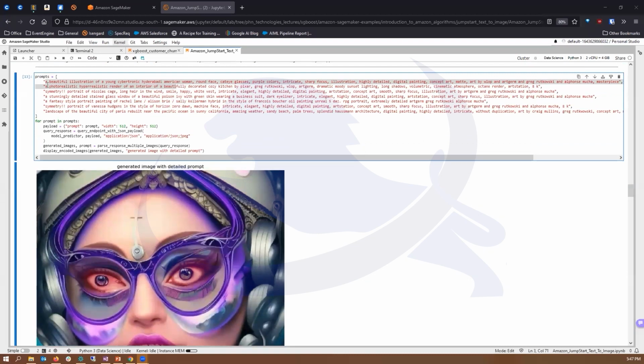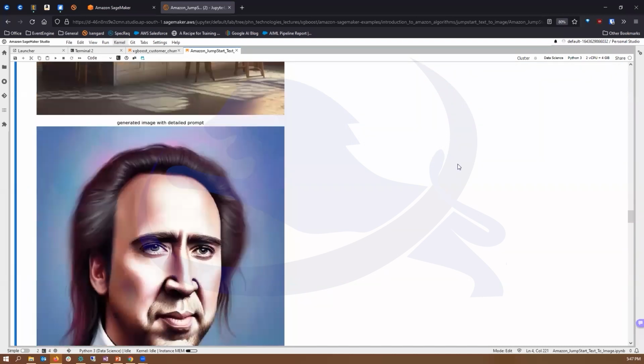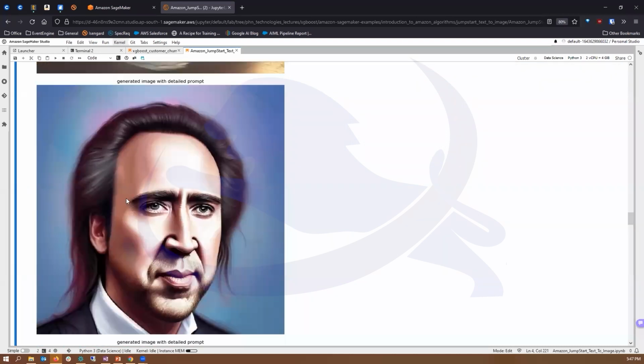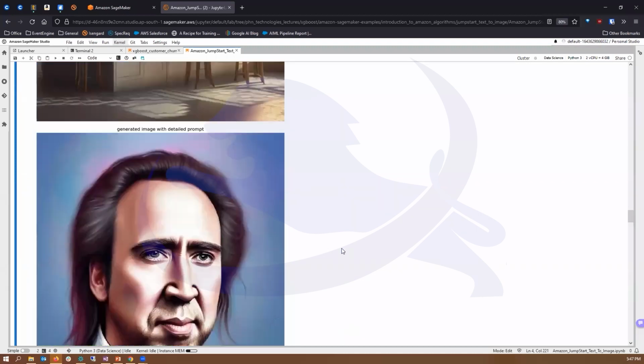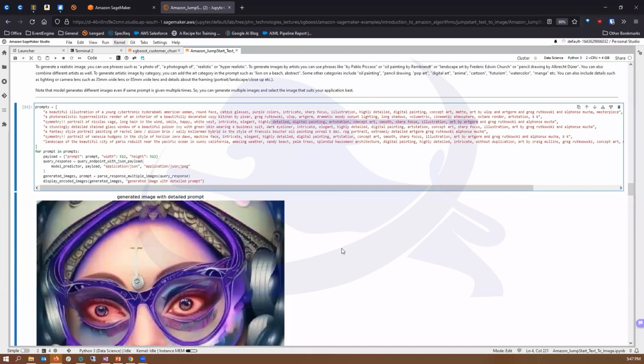So in the third example, I was looking for a portrait of Nicolas Cage with long hair in the wind, with a happy smile, wise. I described what kind of image I want, and this is the output that the computer generated. You're just giving a text and the computer itself is generating the image.